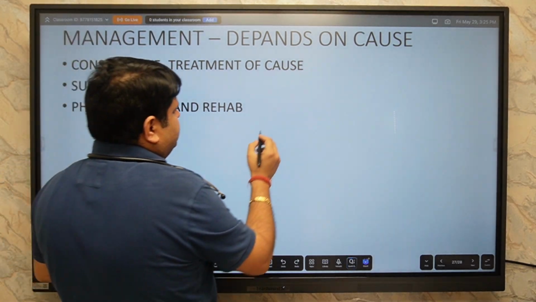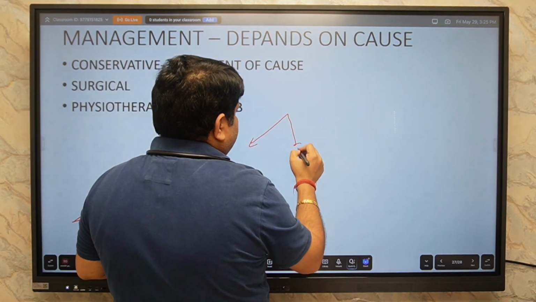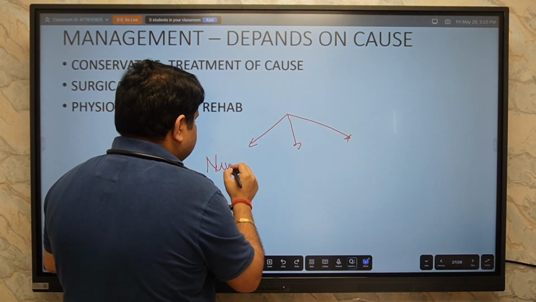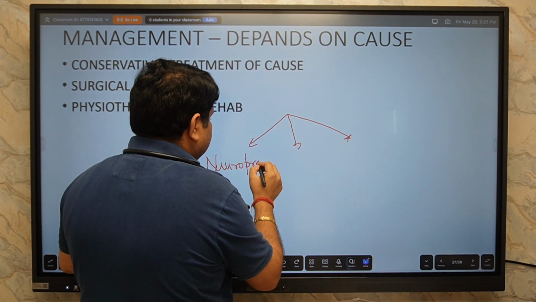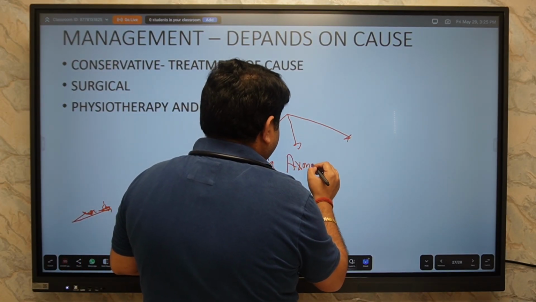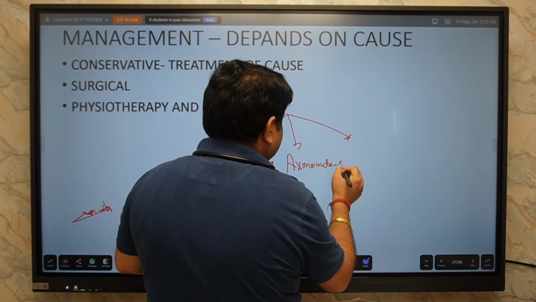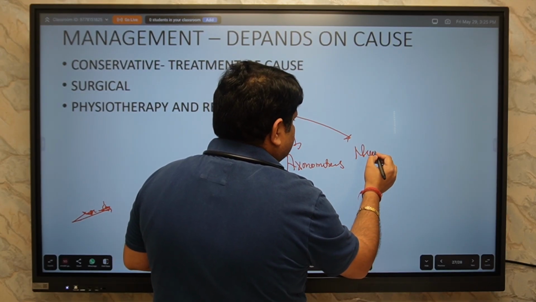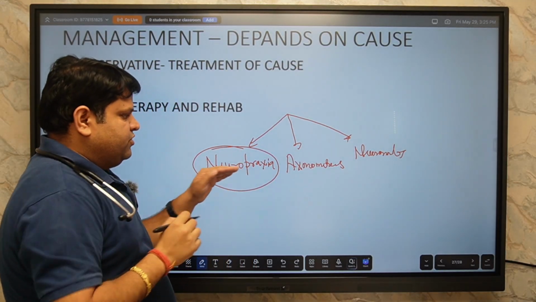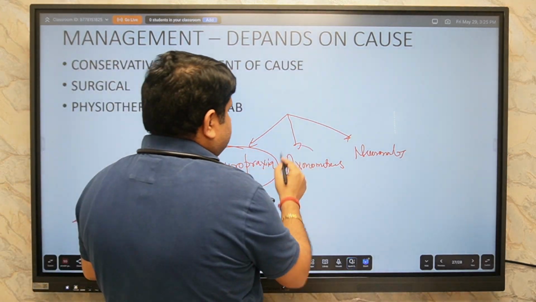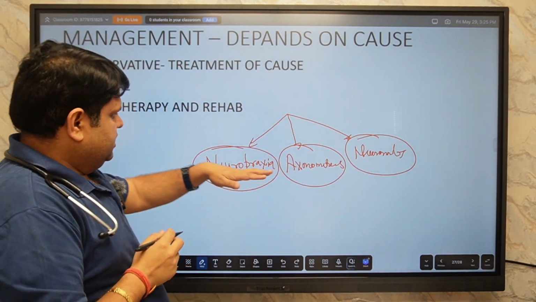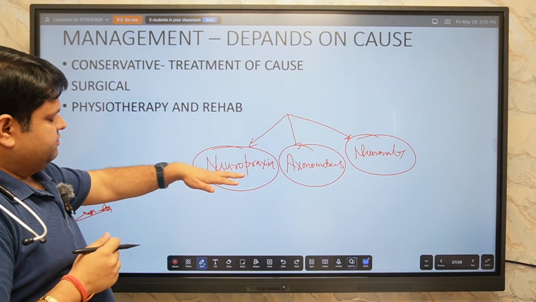One more point: if there is a nerve injury, there are three types of nerve injury: neuropraxia, axonotmesis, and neurotmesis. Basically, neuropraxia is a mild form of nerve injury. Axonotmesis is more severe than neuropraxia, and neurotmesis is the most severe injury. These are the three types of nerve injury.